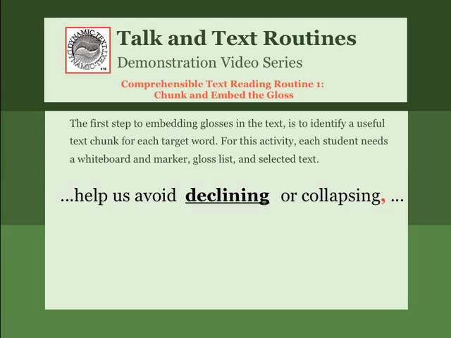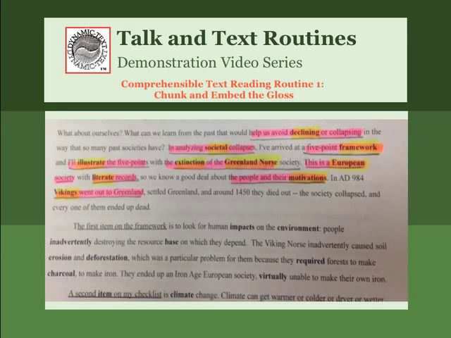These are often bounded by punctuation, for example, beginning at the start of a sentence or ending with a comma, semicolon, or period. In this text excerpt, the target words have been highlighted in yellow and the text chunks highlighted in pink. The text chunk for declining in the first line is the phrase, "Help us avoid declining or collapsing," and the text chunk for societal in the second line is, "In analyzing societal collapses."